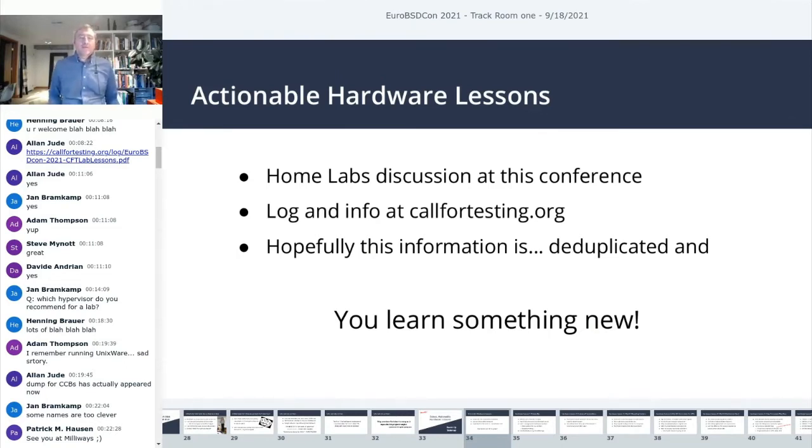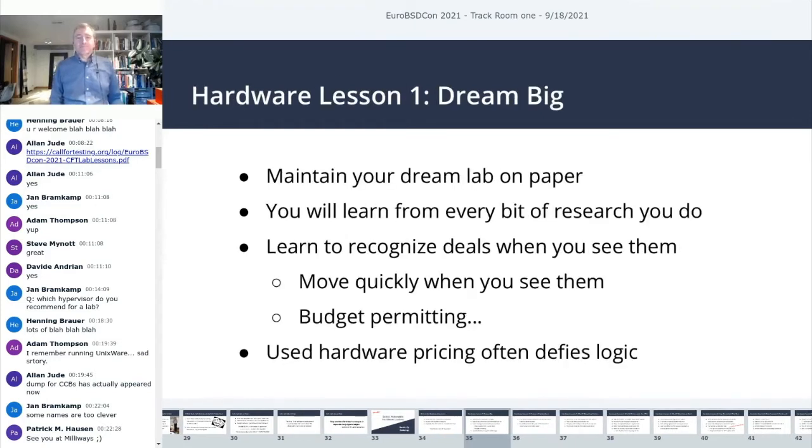There is a log and various info at culpfortesting.org. Yes, the site's neglected. I love Twitter. It allows for interactions instantly around the world, unlike uploading blog pages. But whatever, the log is more updated. And hopefully this is totally deduplicated with all that. So hopefully you learned something.